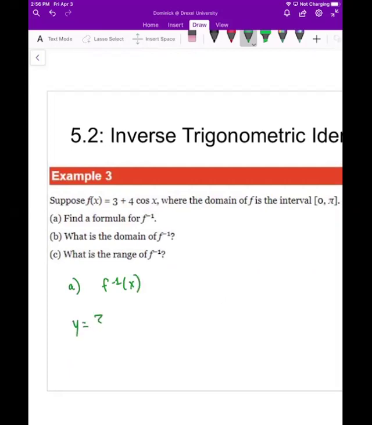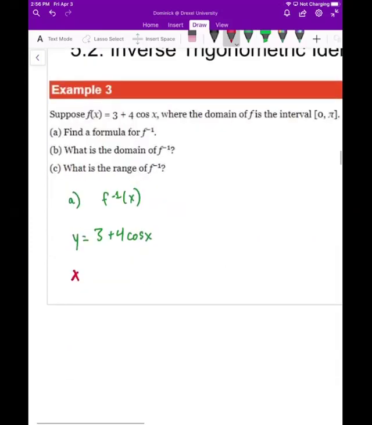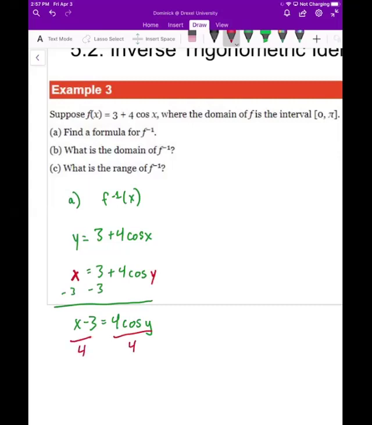Well, we're going to set f of x equal to y in our original function. We'll switch x and y, so we'll make this an x, and we're going to make x into a y. Now we need to solve this for y. So we can subtract 3 from both sides, and we get x minus 3 is equal to 4 cosine of y. And then we can divide both sides by 4. So now we have cosine of y is equal to (x minus 3) over 4.